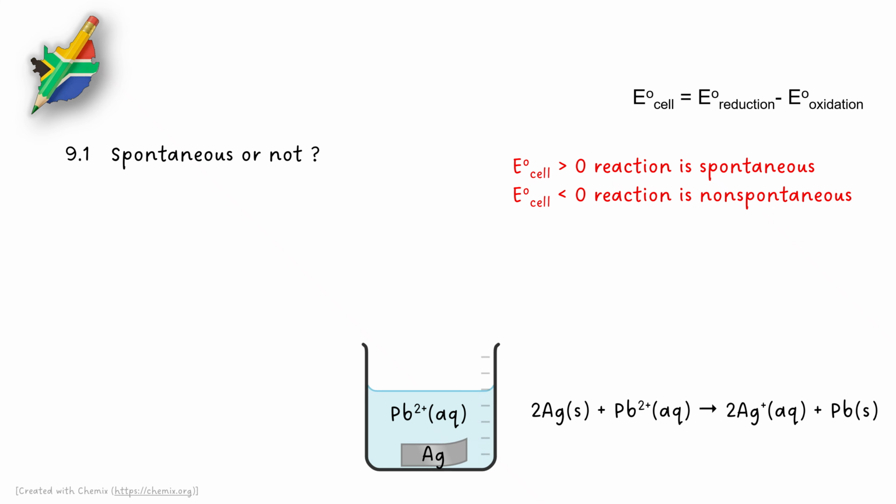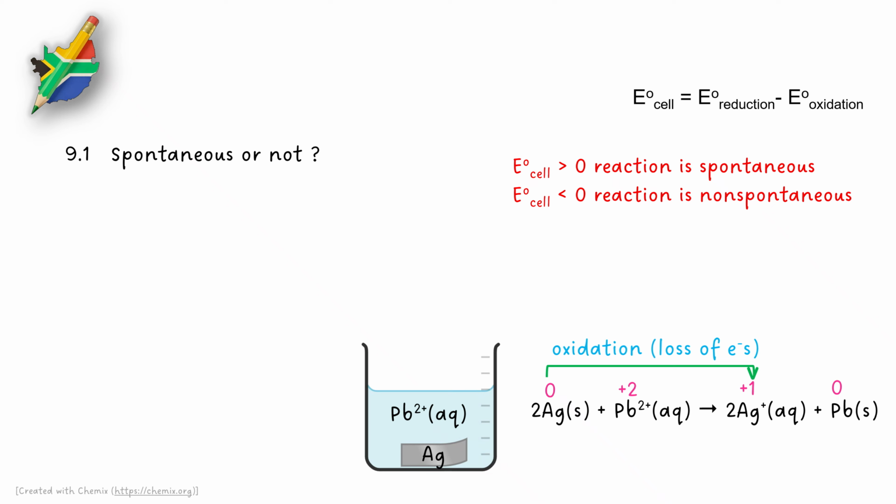We need to figure out the oxidation half reaction and the reduction half reaction. Then we must look up their electrode potentials on the table of electrode potentials. We start by filling in oxidation numbers, and silver has a value of 0 since it is an element. The same goes for lead. The oxidation number of monatomic ions is the same as their charge. So therefore 2 plus ions have a 2 plus oxidation number and 1 plus ions a plus 1 oxidation number.